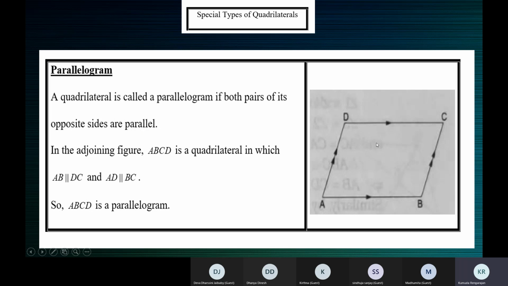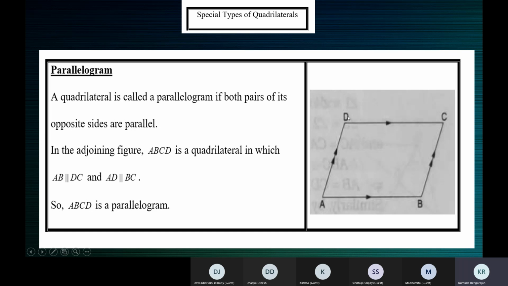So in the adjoining figure, ABCD is a quadrilateral in which AB is parallel to DC and AD is parallel to BC. So it is a parallelogram. ABCD is a quadrilateral in which the opposite sides are parallel. So it's a parallelogram. Now that it's a parallelogram, you will find all the other properties.